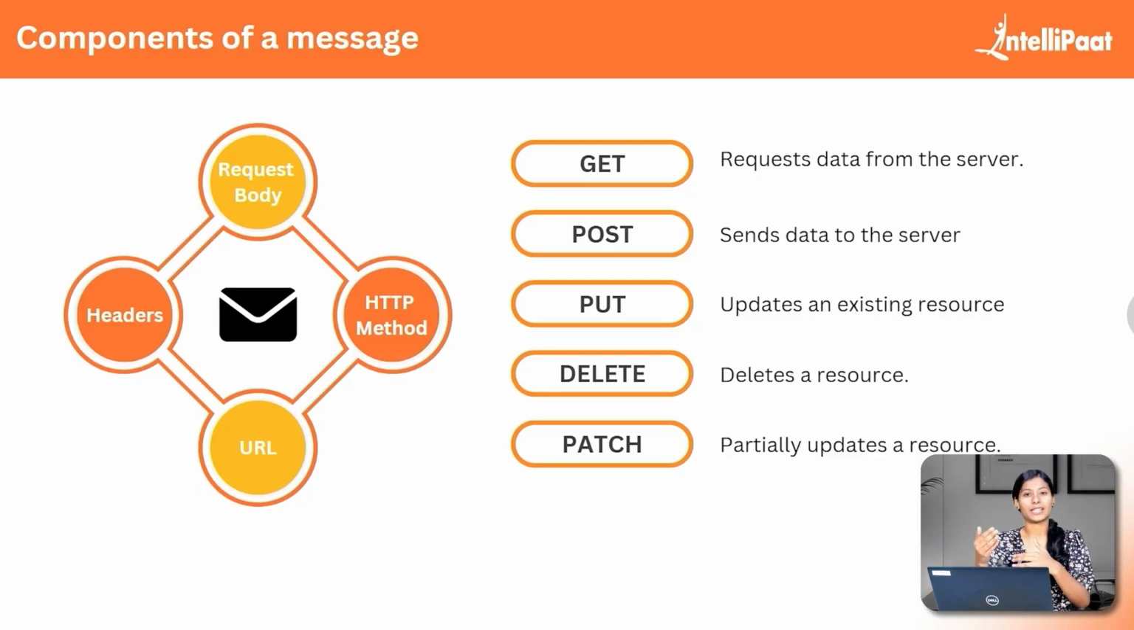PUT is when you're updating an already existing resource. DELETE is obviously deleting a request. PATCH is partially updating a request. Now, PUT and PATCH are both updating, but the difference is that PUT will completely overwrite whatever data was already existing. It will be replaced with whatever new data you send. But with PATCH, it will only be partially updated. Whatever you specify, only those particular resources will be changed.